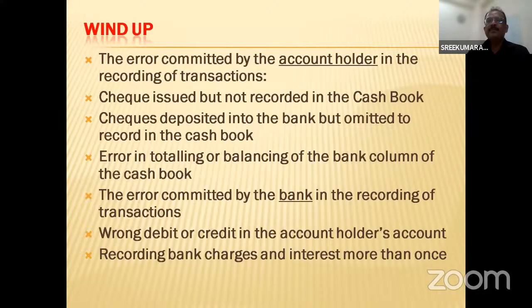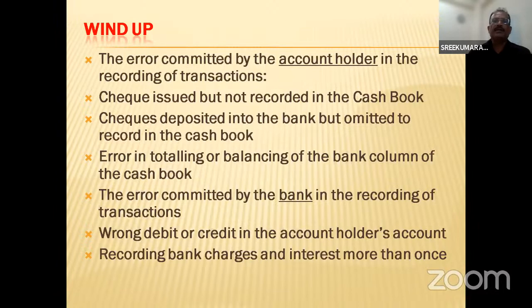So I'm just winding up. This is just a repetition of what I already told. As far as bank reconciliation is concerned, the error committed by the account holder in the recording of transactions can be found out. Check issued but not recorded in the cash book will definitely end up in a difference of cash balance between the cash book and the bank balance.